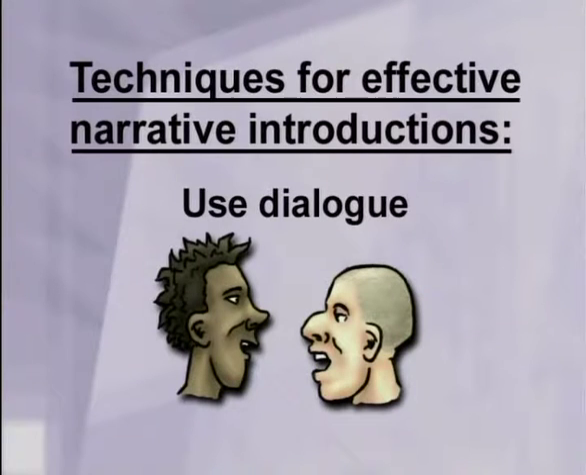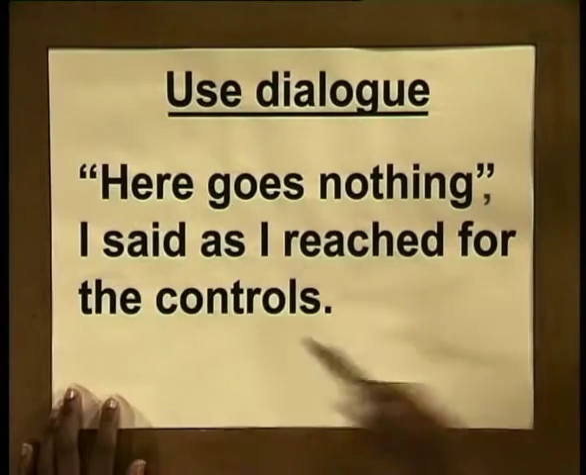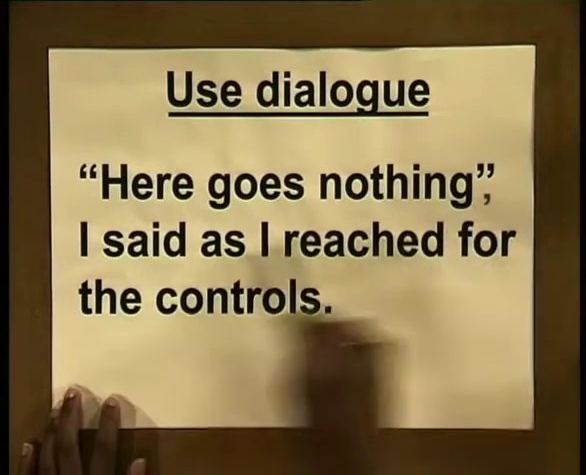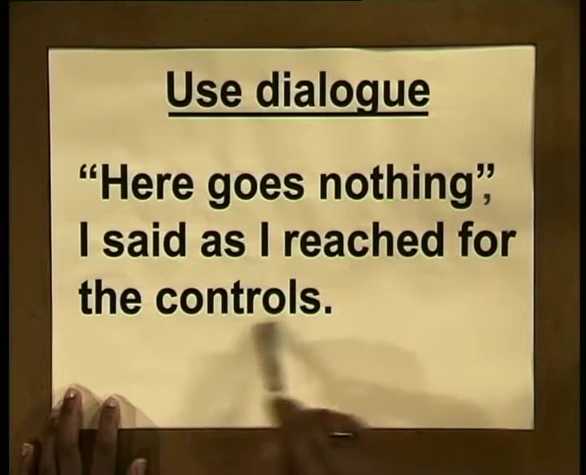Another technique you can use is dialogue. Our lab story could be introduced in this way with, "Here goes nothing," I said as I reached for the controls. Using direct speech is often far more effective than using indirect or reported speech. It shows you the character's exact words and makes it easier for the reader to visualize the action.